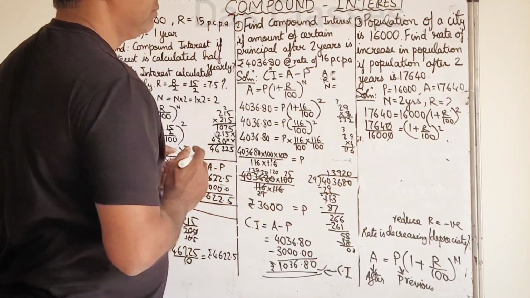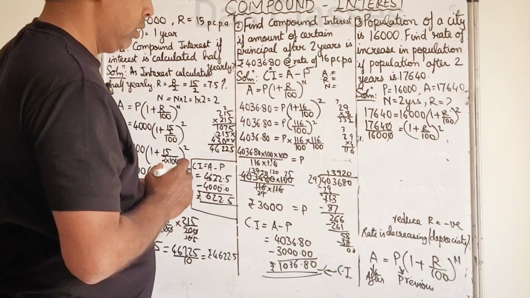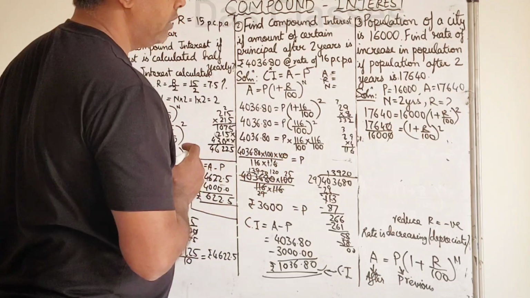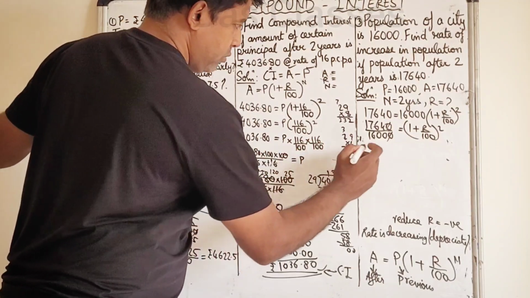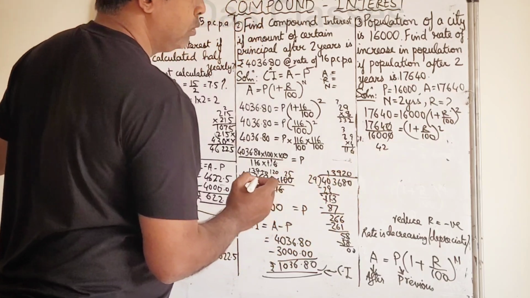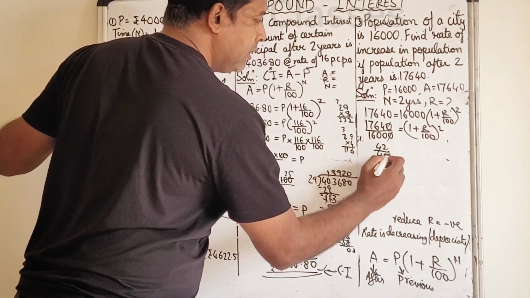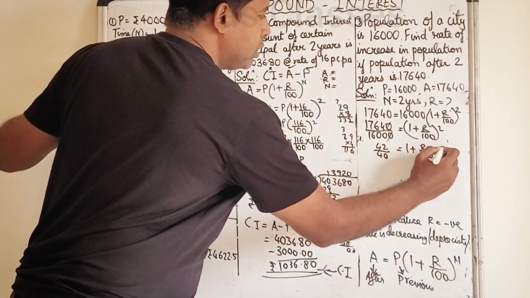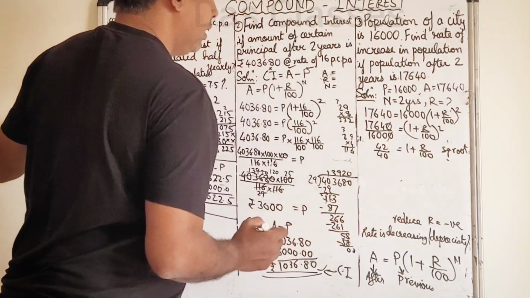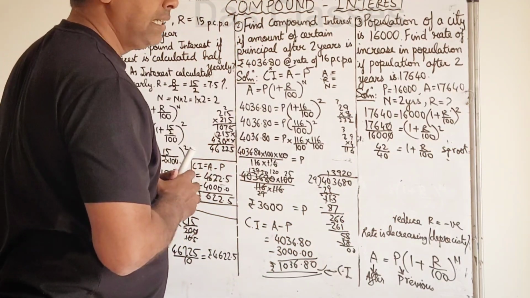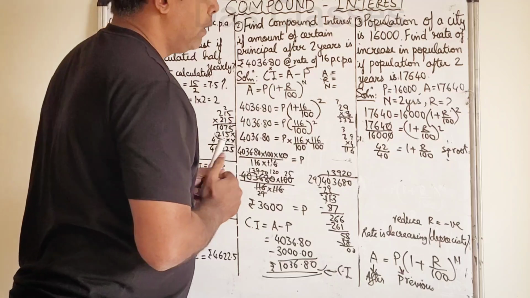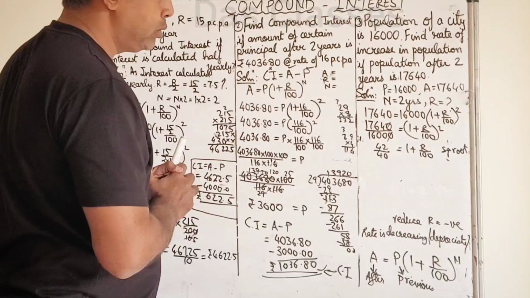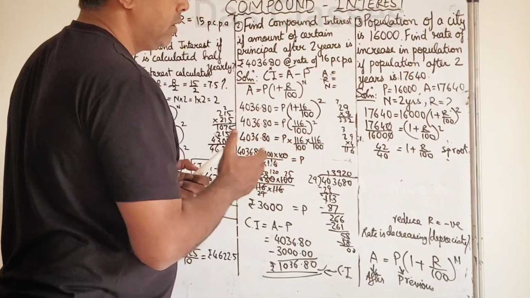So this gets cancelled. As you can see, we need to take out the square root. Now, what is the square root of 17640 upon 16000? If you solve it, you will see the square root of 17640 is going to come as 42 and of 16000 is 40. So 42 upon 40 is 1 plus R upon 100. So what we did was we took the square root from both sides. Now how to calculate square root, we will see in another video. For calculating the square root, you just factorize and take the factors 2 times, or you can just multiply and see for yourself. So this is the answer.